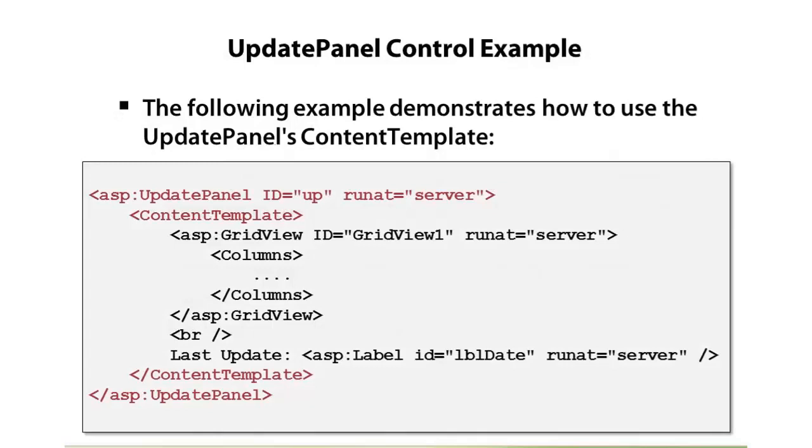So here's an example of what the update panel control looks like, and I'll run a demonstration similar to this coming up. In this case, we have the update panel, we have the standard ID and run at server attributes, and then here's our content start tag and end tag, content template property. Now inside of here we have a grid view and we have a label, and in this particular case we'd like any action that occurs within this content template to be asynchronously updated, or in other words an AJAX call.